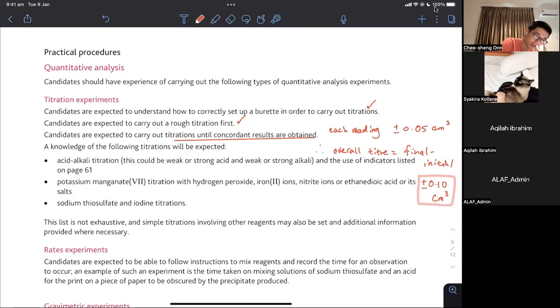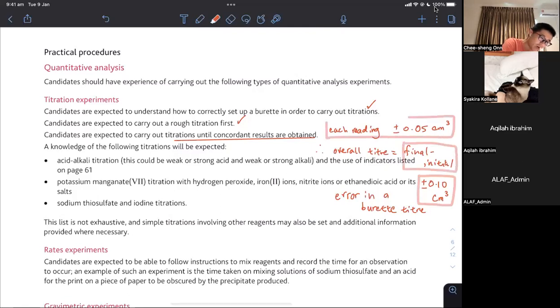This is error in overall reading. This is error in a burette titer. Titer comes from the final minus initial. You needed 2 readings to give you the titer, but each reading only is plus minus 0.05. This is double that because you have the initial and the final volume. You get it from 2 readings.